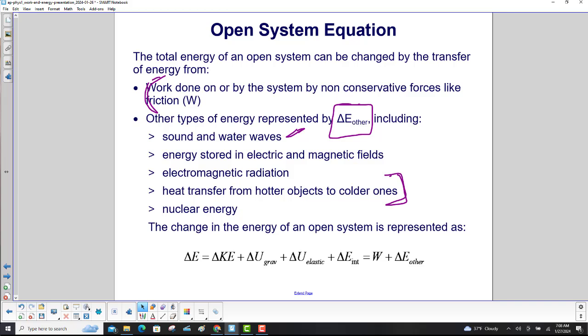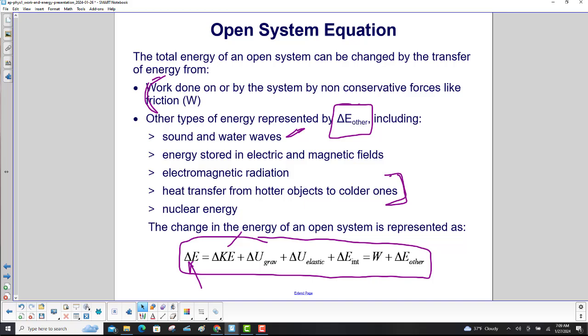The change in the energy of an open system, then, is this formula here. So there's a lot of things on this line, but we took the previous equation for energy and just added a change here. So kinetic energy can change, gravitational potential, elastic potential energy can change, and the internal energy can change. That's going to equal work plus the sum of all these changes.